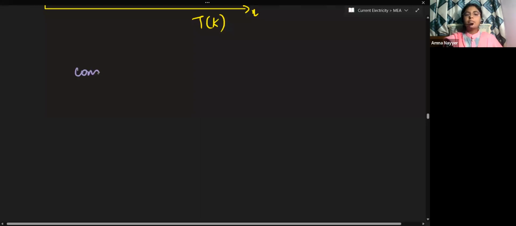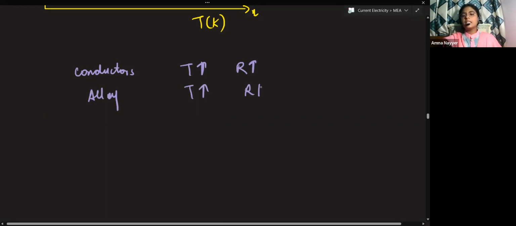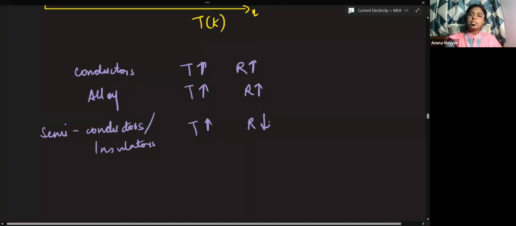So if you have conductors, temperature increases, resistance and resistivity both increase. If you have alloys, temperature increases, resistance increases. If you have semiconductors or insulators, then if you increase the temperature, resistance and resistivity will decrease.